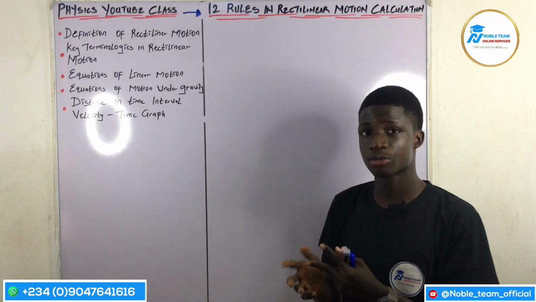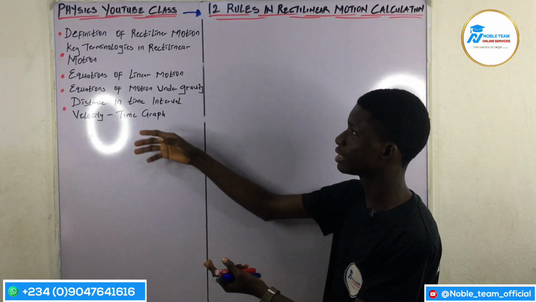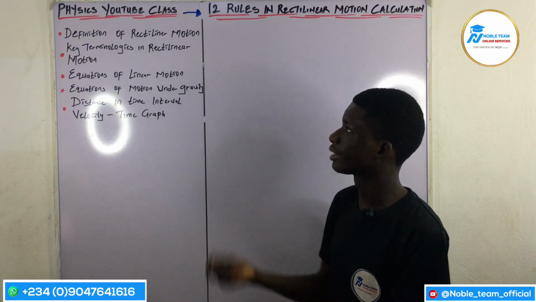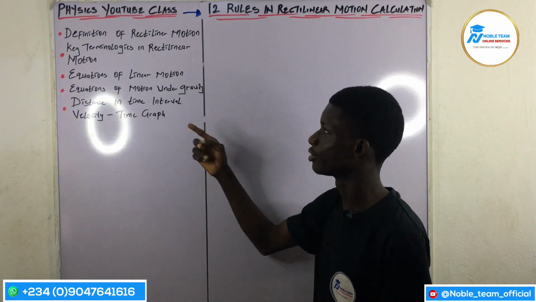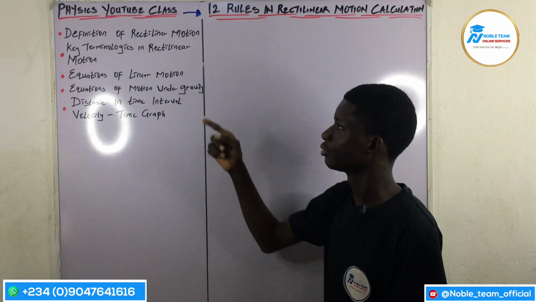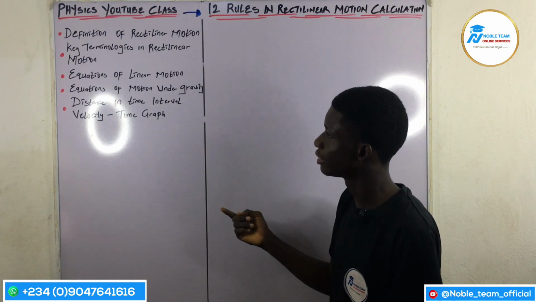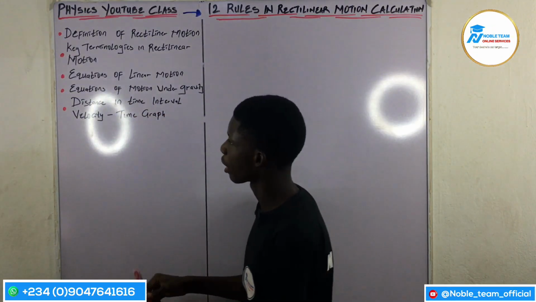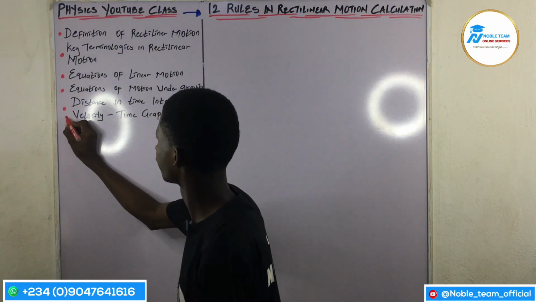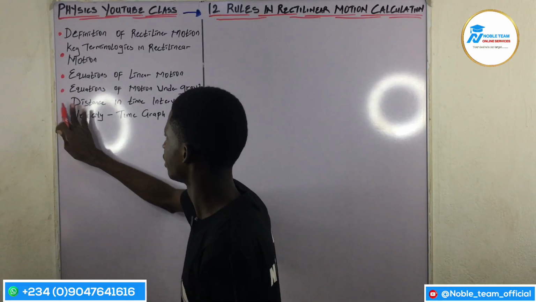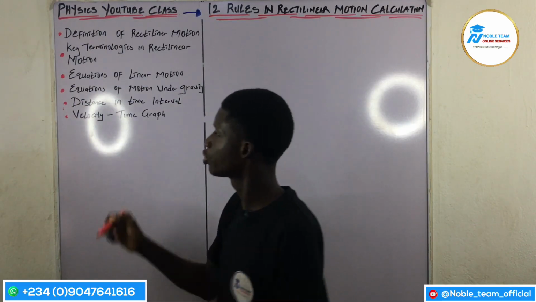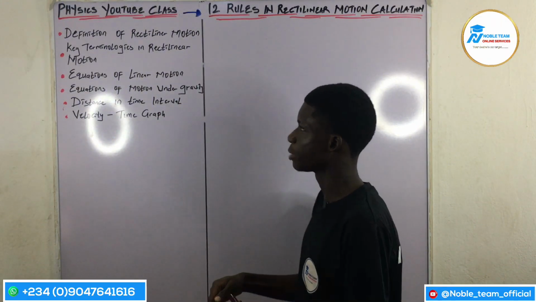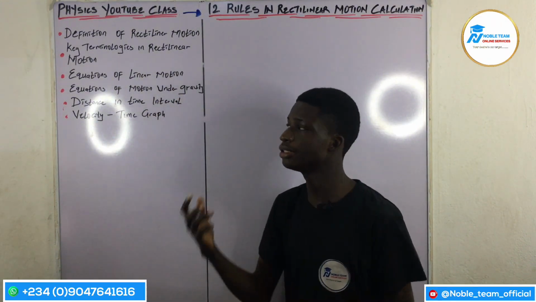Now without wasting much of our time, we are going to be looking into this class content, which is the definition of rectilinear motion, key terminologies in rectilinear motion, equation of linear motion, equation of motion under gravity, and distance in time interval. Then we also have the velocity time graph. You understand? Velocity time graph. And trust me, I'm going to be solving 20 solid questions.